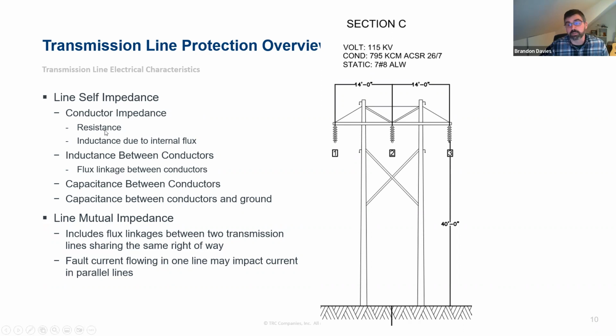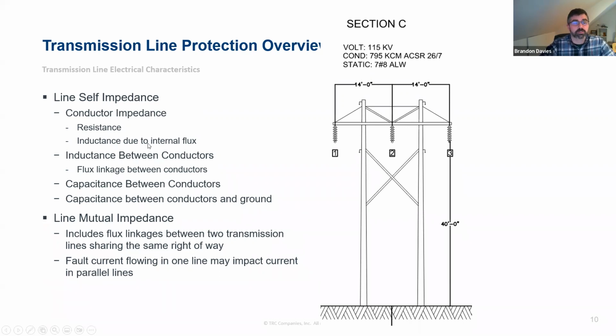That's going to include the resistance of the conductors. So we've got aluminum conductors going for a certain distance. We can look up the physical parameters for aluminum. We know how much the cross section is. You can go from there and calculate the resistance. But there's also going to be an inductance piece of it due to the internal flux within the conductor itself. So there's an inductance aspect to the conductor impedance that's determined by the type of conductor.